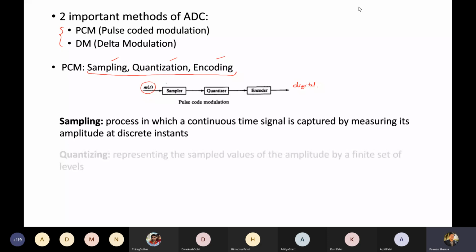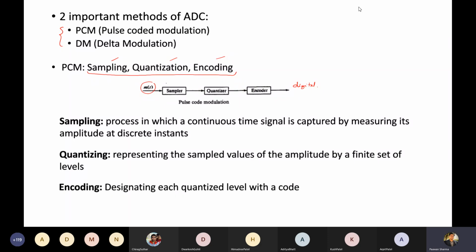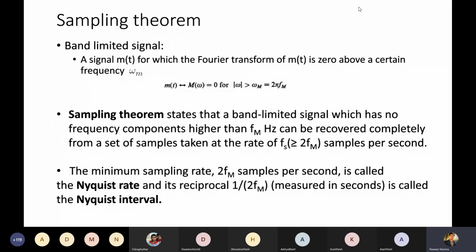So yes, I have just written all these things. So sampling is the process. Quantization is also representing sample values by a finite set of levels, and encoding, we are designating each quantized level with a code. Okay. So when sampling comes, there are certain rules and regulations with regards to sampling.